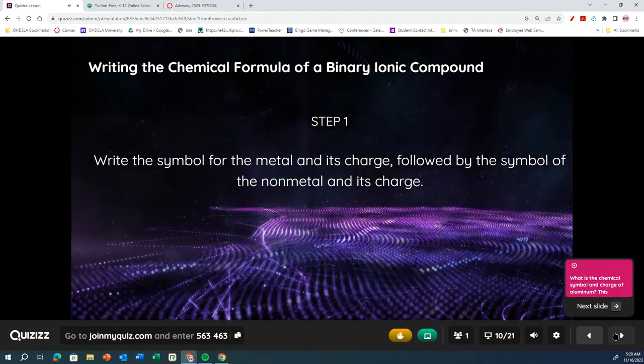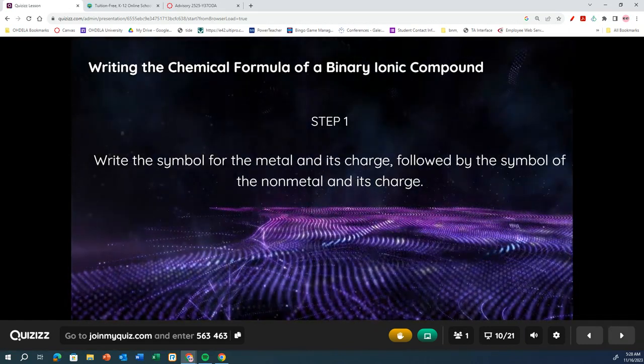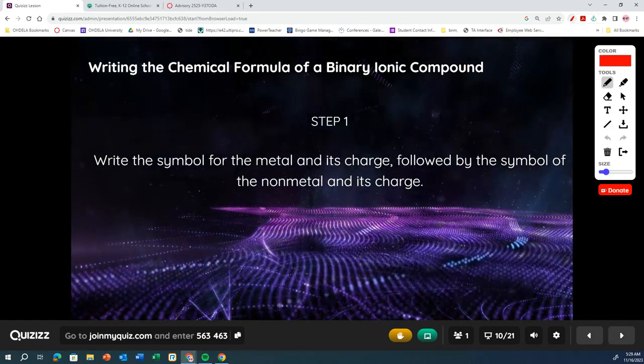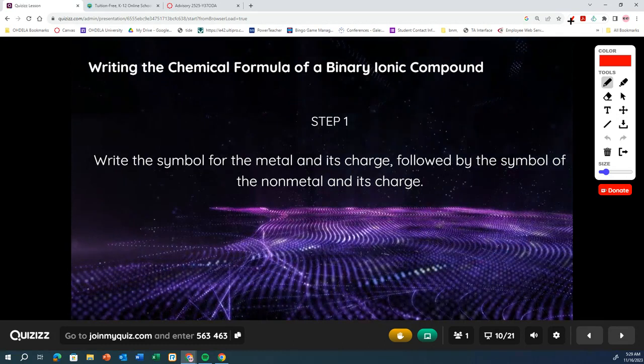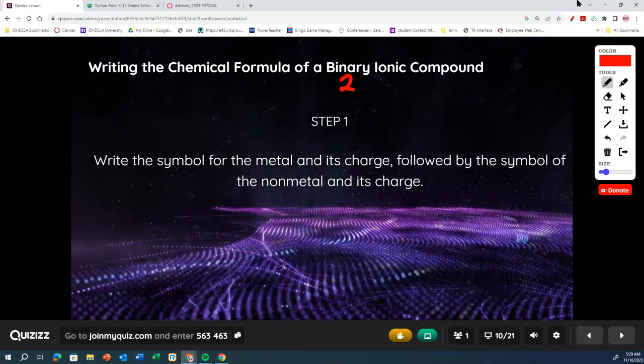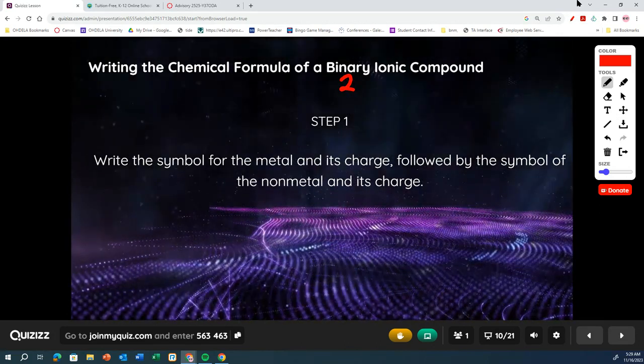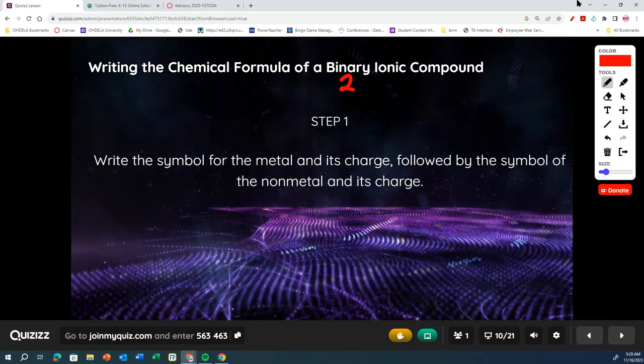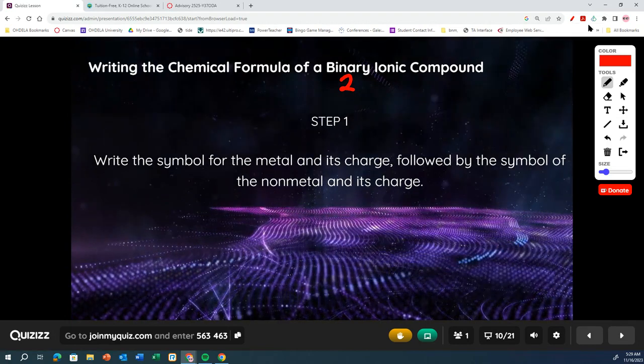Writing the chemical formula of a binary compound. Binary means two, a two element compound. Write the symbol of the metal and its charge, followed by the symbol of the nonmetal and its charge.